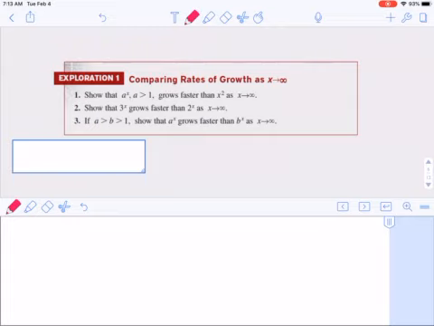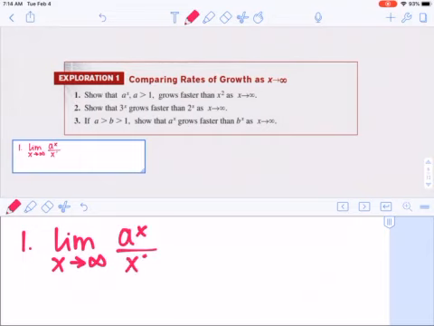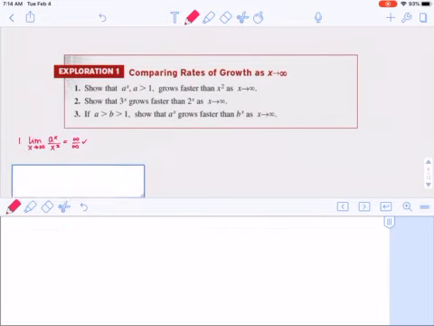Number 1, show that a to the x for a greater than 1 grows faster than x squared as x goes to infinity. I think this is fairly straightforward, right? You can set it up either way. If you want a to the x to grow faster than x squared, when I set this up, what I'm hoping is my answer is infinity, because that would make the a to the x grow faster, okay? Clearly, if you quote-unquote plug in, you get infinity over infinity, which makes you L'Hopital eligible, okay?